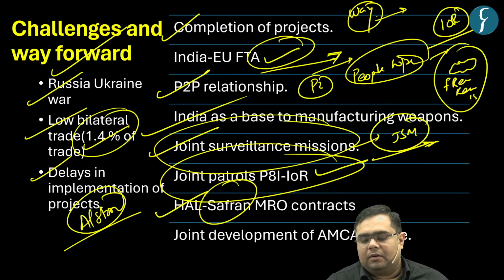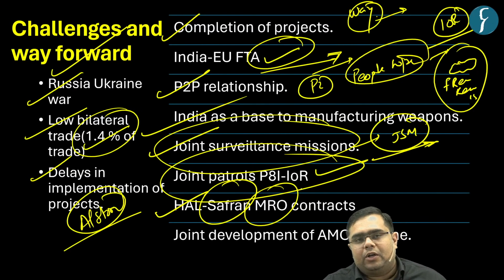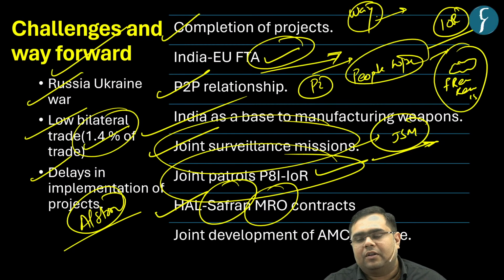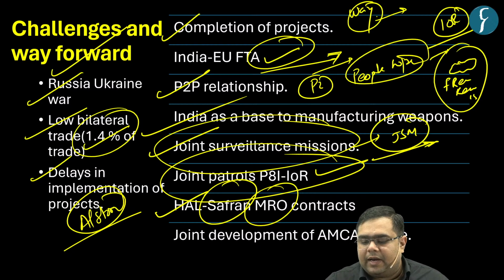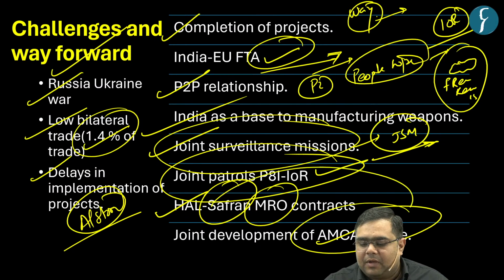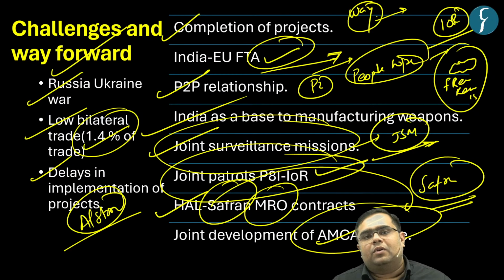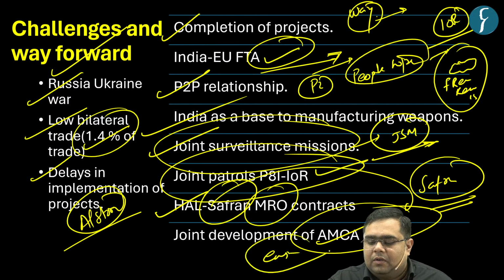So with Safran, for the multi-role helicopter that is being indigenously produced, we can go for a joint agreement, and the negotiations are in the advanced stages with respect to the joint development of an engine. And then again the same company, Safran, can be persuaded to transfer the technology for the production of an engine for the advanced multi-role combat aircraft.